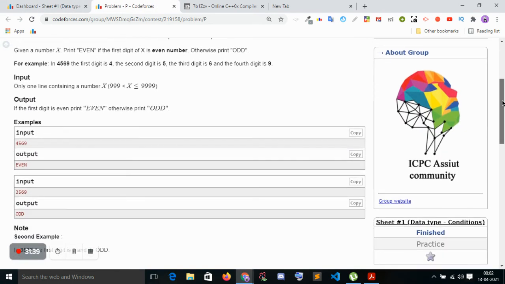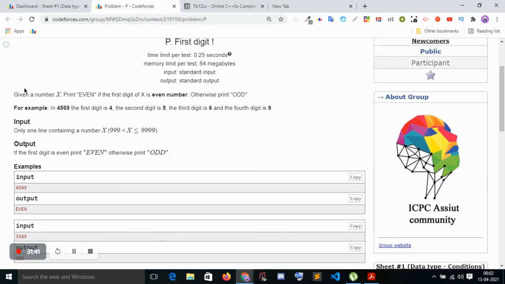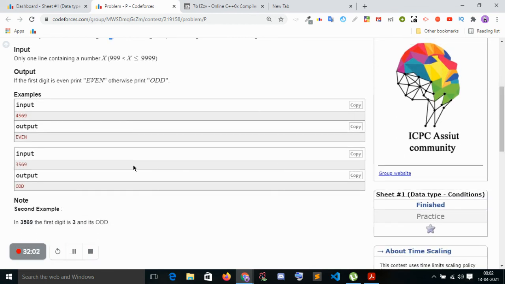Okay, so here the question is: given a number x, print even if the first digit of x is even, otherwise print odd. In 4569 the first digit is 4, second digit 5, third digit 6, fourth digit 9. So I have to check the first digit. Is it 4, is it even? Here the first digit is 3, and 3 is odd.